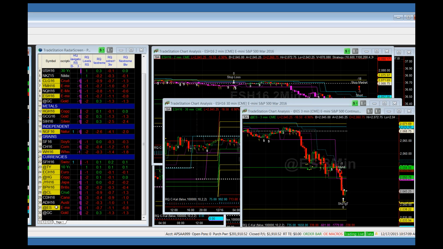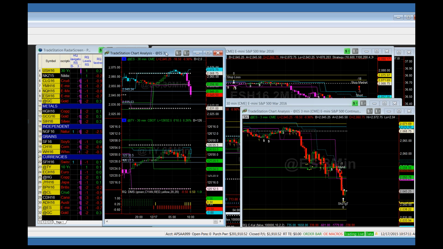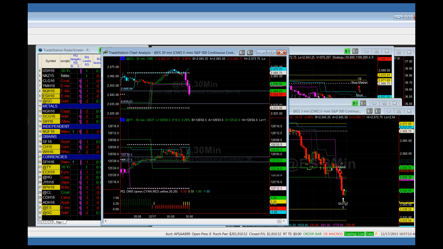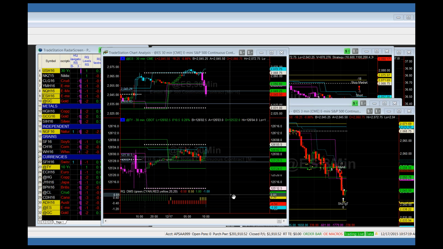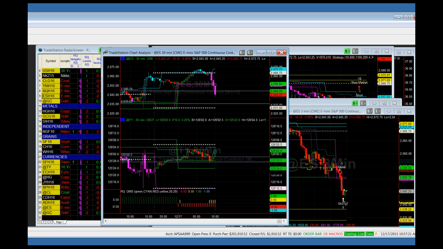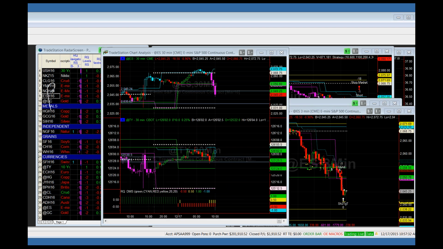Where are the velocity leaders? If you come over here and look at the market sentiment, we went into risk off. Let me show you real quick. TradeStation displays it a little different. This is the beauty of using the Architect. This is the Architect over here.